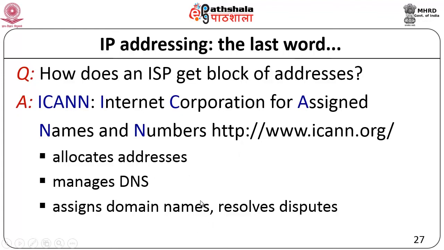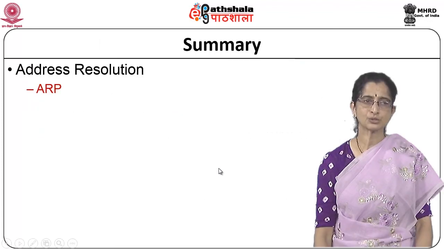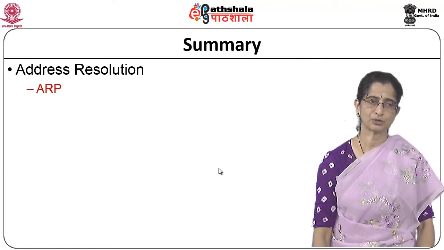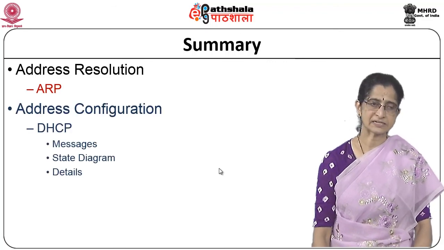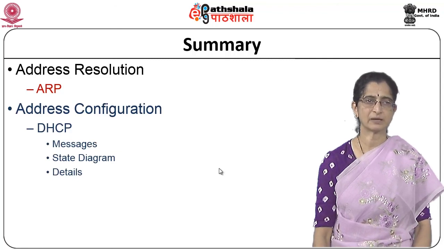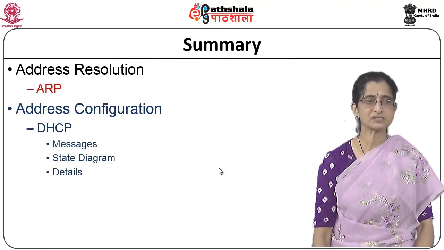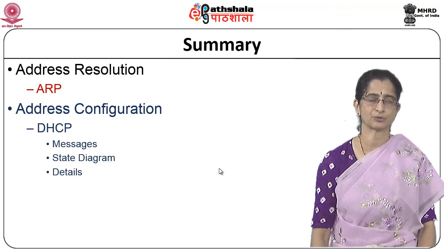So this completes the picture of how IP addressing gets done, starting from how IP addresses are assigned, how it is done using classful and classless addressing, how these addresses are managed, the protocols we have for that, and finally how these IP addresses are managed by some organization. To summarize, in this module we have looked at two things. First, the Address Resolution Protocol, ARP, and its details. Then we looked at how address configuration is done with the help of DHCP. We looked at the DHCP messages, the state diagram, and some of the details of this DHCP protocol.